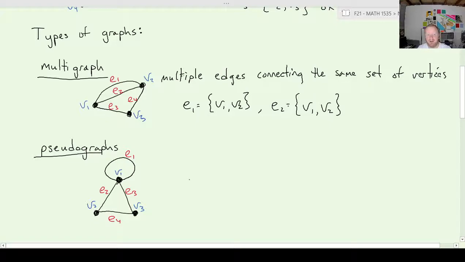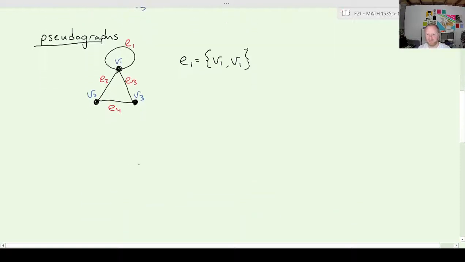Okay, so if you think about how we would say, well, you said that an edge has to connect two vertices. It is still connecting two vertices, they just happen to be the same vertex, right? So the way that we would write that would be E1 is just V1 connected with itself, V1. So this is still a graph, but it is what we would call a pseudograph.